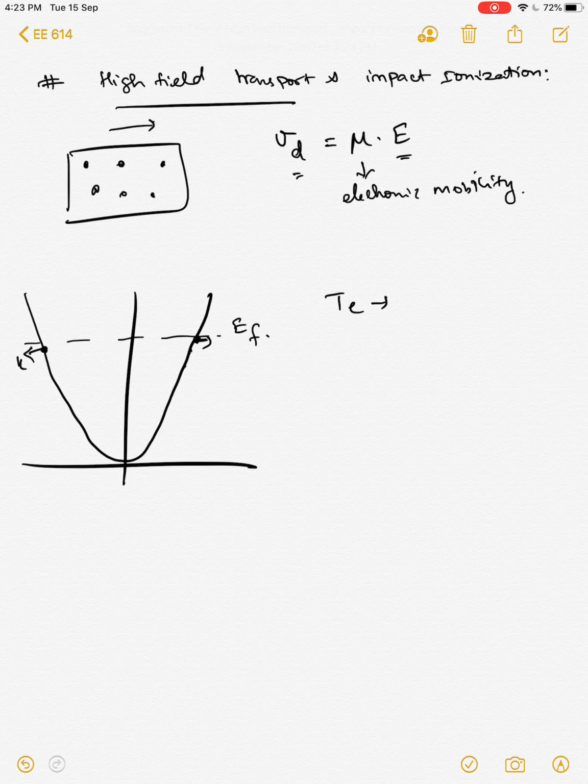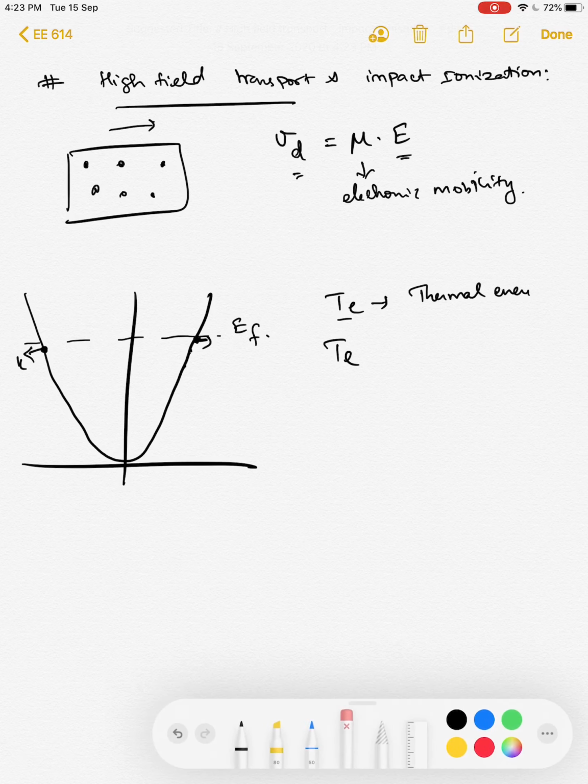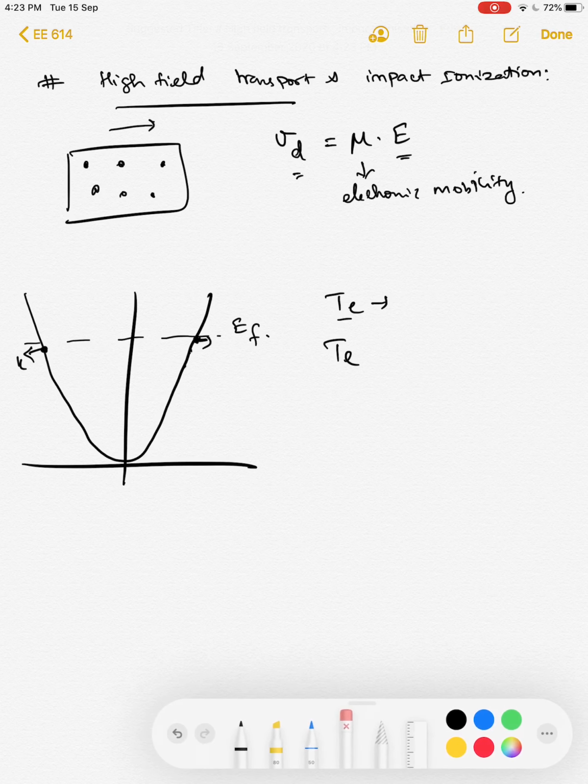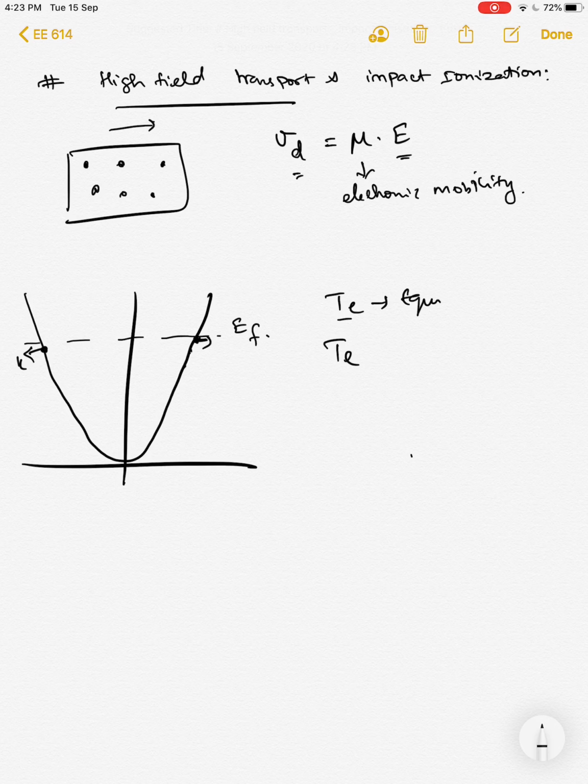One should be careful here that this is not the same as the energy of the lattice, which will be much smaller, right? This is the electronic energy which depends upon the Fermi-Dirac statistics, which lets you occupy energy levels which are much higher than the temperature energy, right? So this gives you some energy which is called the equilibrium electronic energy. Sorry, this is not the thermal energy, this is the equilibrium electronic energy.